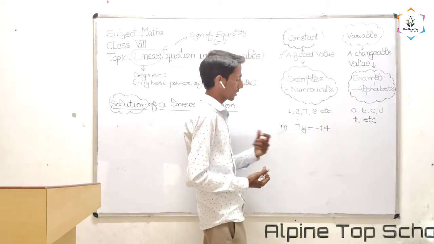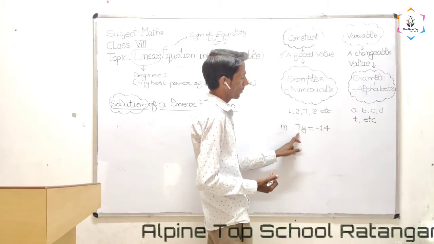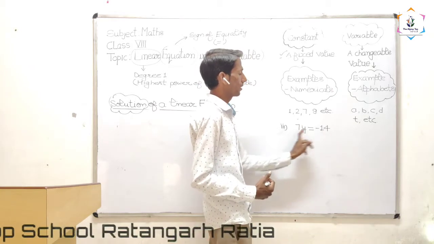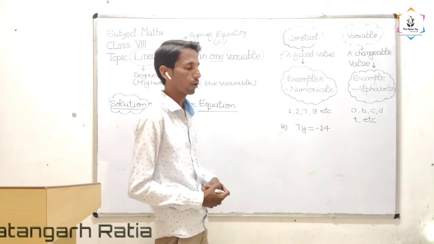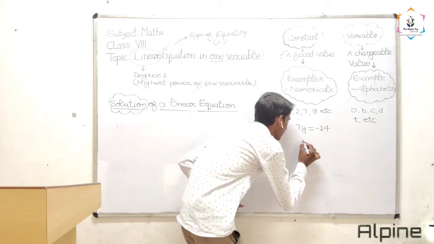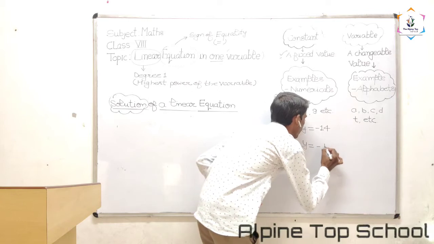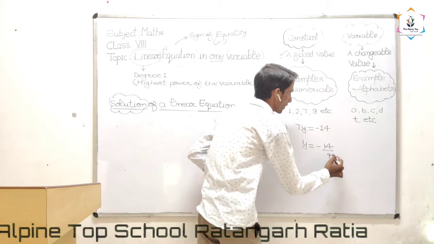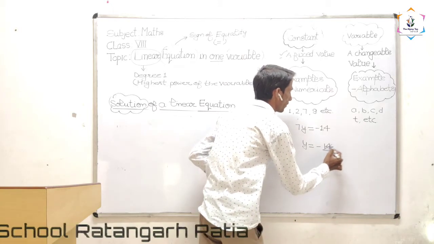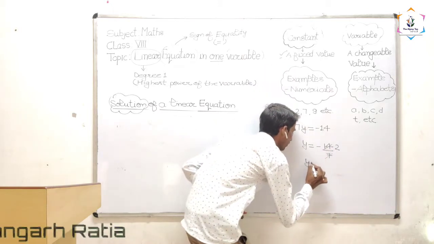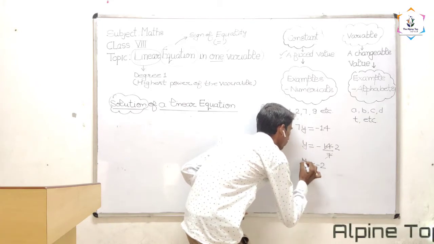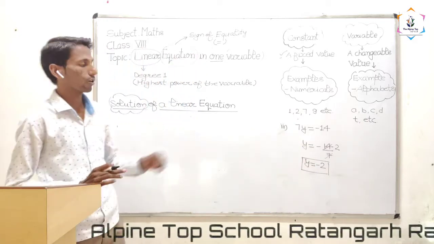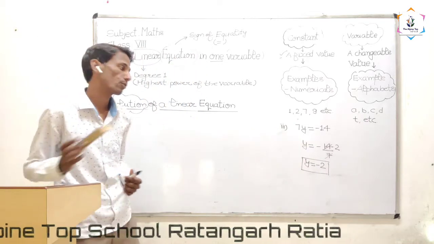As you know, according to the transposition method, when any number which is in the form of multiplication and you want to transfer from left to right, it always goes in the form of a division. It means we can say that y is equal to minus 14 upon 7. Now do the cancellation. 7 ones are 7, 7 twos are 14. The value of y is minus 2. Students, y is equal to minus 2 is the solution of this particular linear equation.